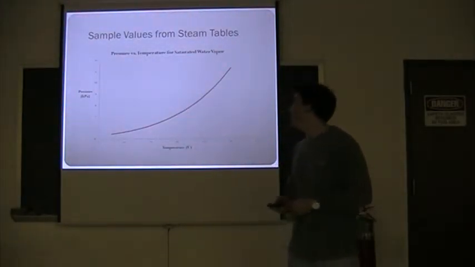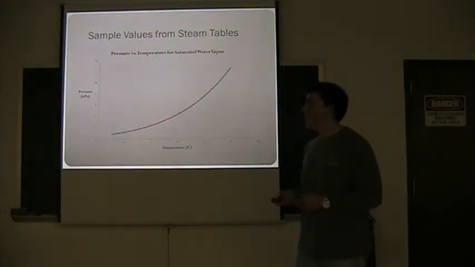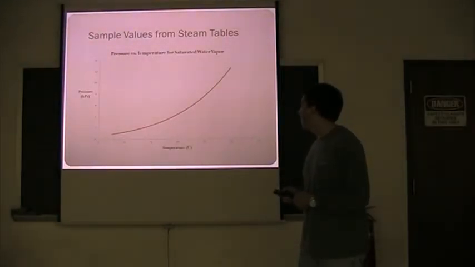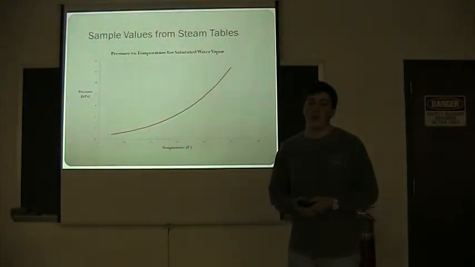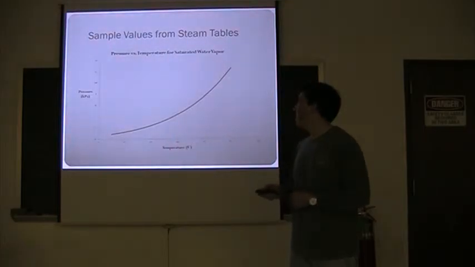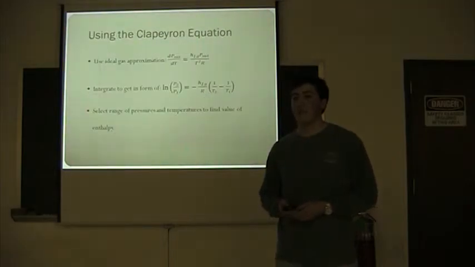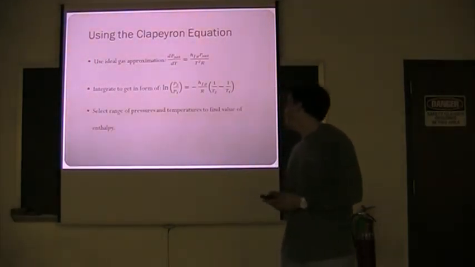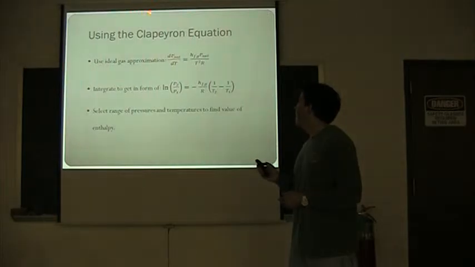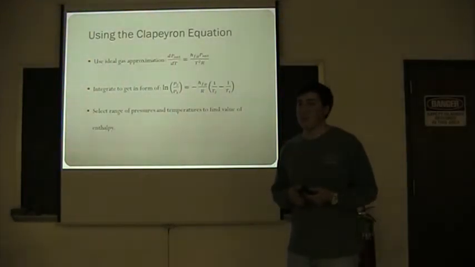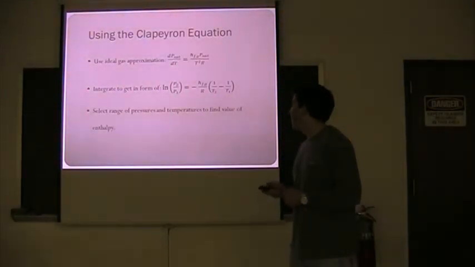These are some sample values from the steam tables to show you what our data should look like. We're going to have an increase in temperature as we heat up the water in our flask, and that's going to give us an increase in pressure as they both increase. In order to use the Clapeyron equation, we're going to use the ideal gas approximation, integrate it, and use it for a range of saturation pressures and saturation temperatures, and that's going to help us find our enthalpy of vaporization.